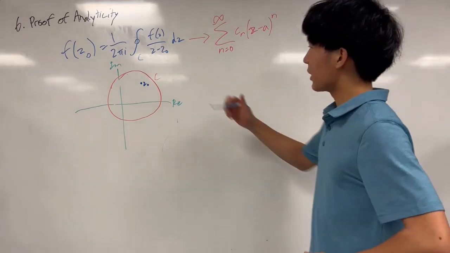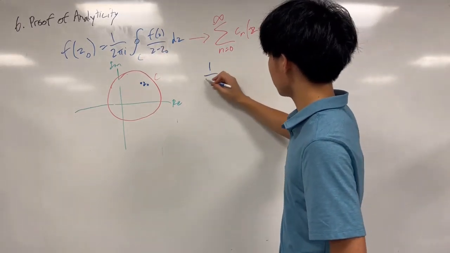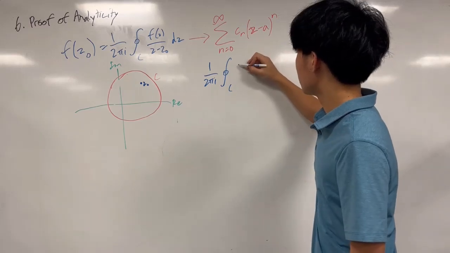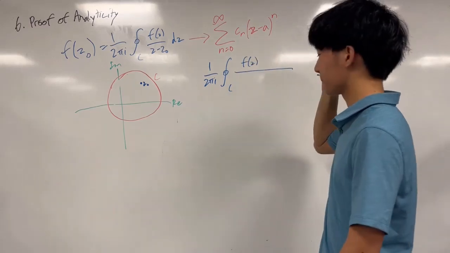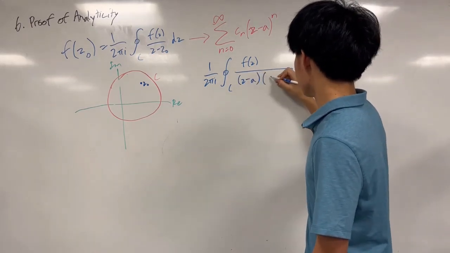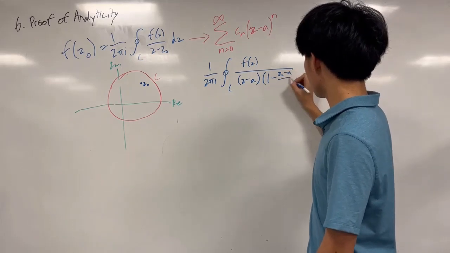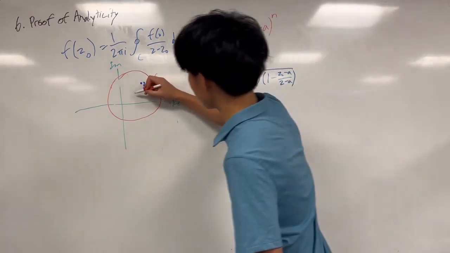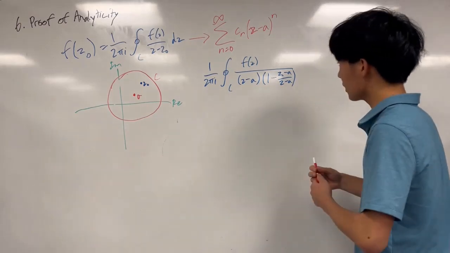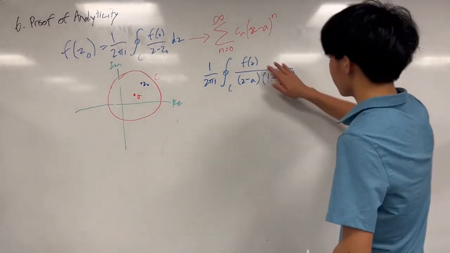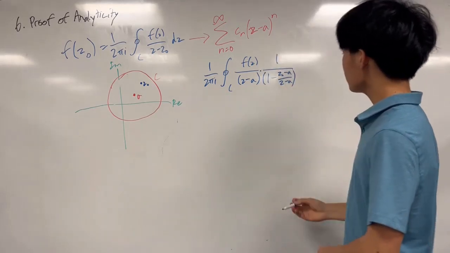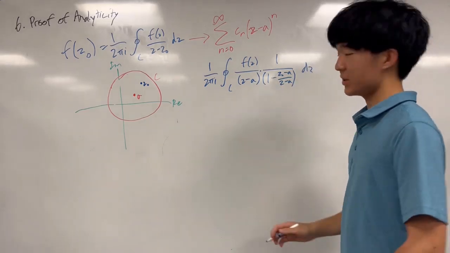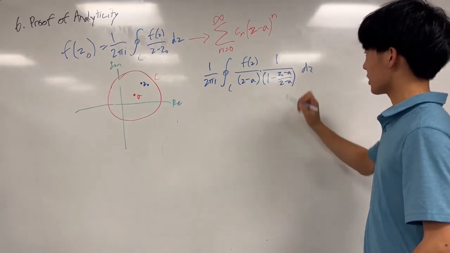Well, first, let's rewrite what's inside this integral. So we have 1 over 2 pi i times the integral over C of f of z over z minus a times 1 minus (z sub 0 minus a) over (z minus a), dz, where a here is the center of our circle contour C. Now, we can separate this by a multiplication into two fractions, and you'll notice that this bit over here looks like our formula for the sum of an infinite geometric sequence, a sub 0 over 1 minus r.